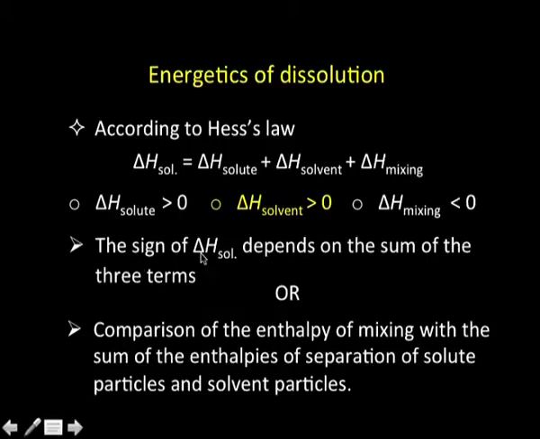Now, the sign of delta H solution, that is the overall process, will depend on some of these three terms there. And if we add the three terms, depending on what is the relative magnitudes of delta H mixing as compared to the sum of these two, that is going to determine whether it is going to be negative or positive. Let us look at this. Now, let us look at the energy changes during dissolution process in terms of a diagrammatic representation. We will do it for the exothermic dissolution first. That means a process of dissolution which is accompanied by release of energy. Let us see how does it happen.